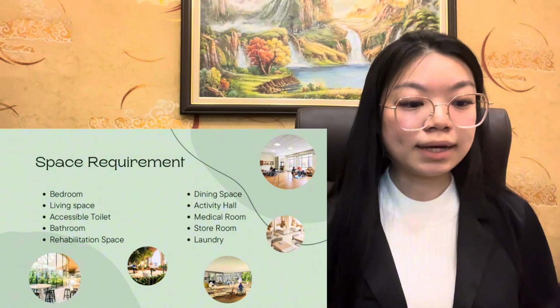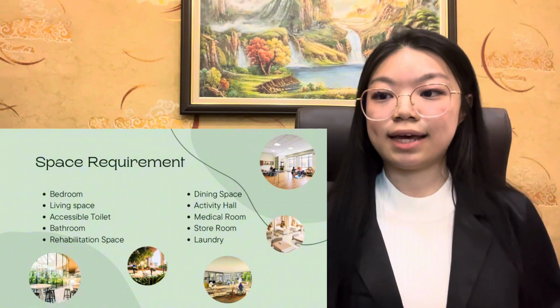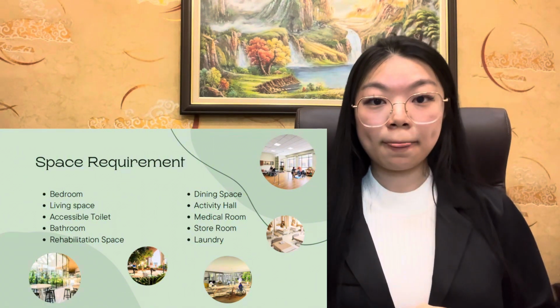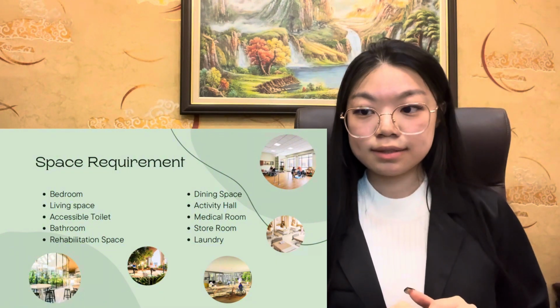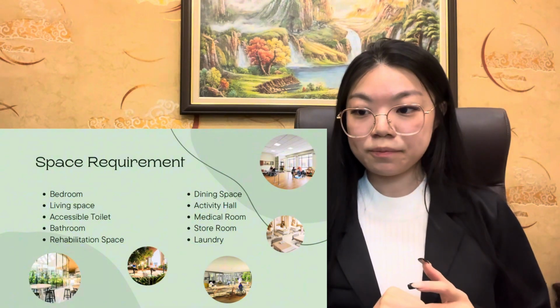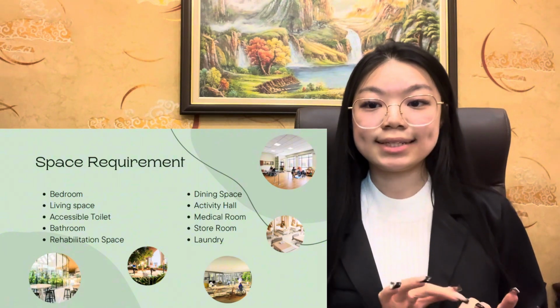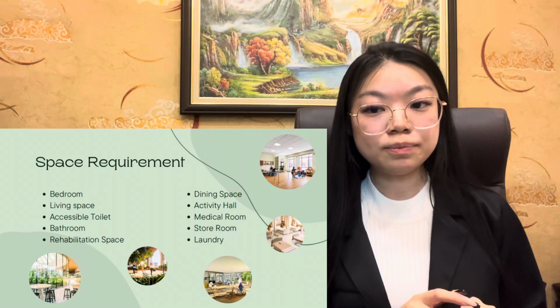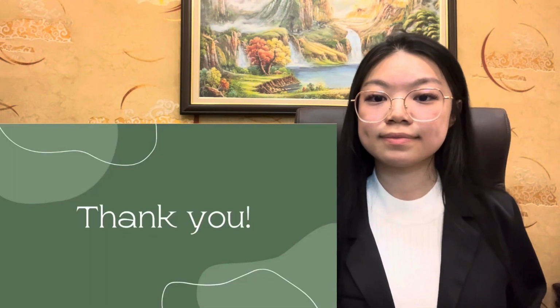So lastly, my space requirements for the caring center are: bedroom, living space, accessible toilet, bathroom, rehabilitation space, dining space, activity hall, medical room, storeroom, and lastly, laundry.